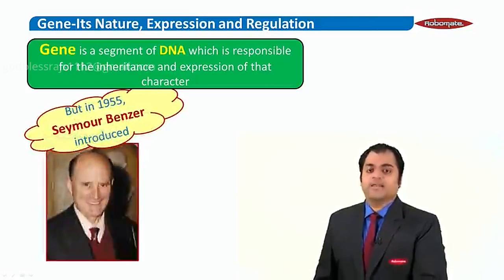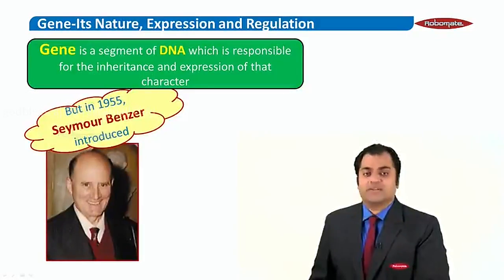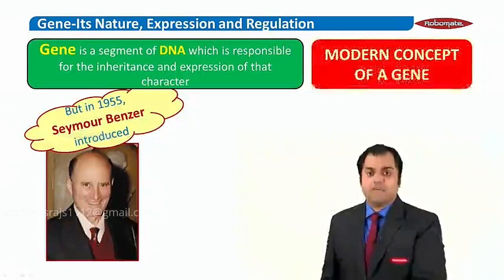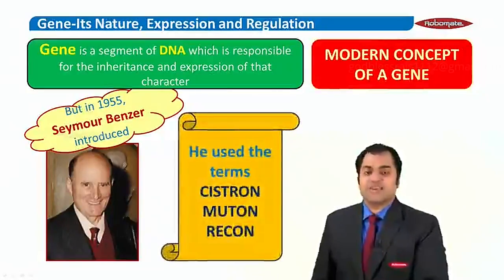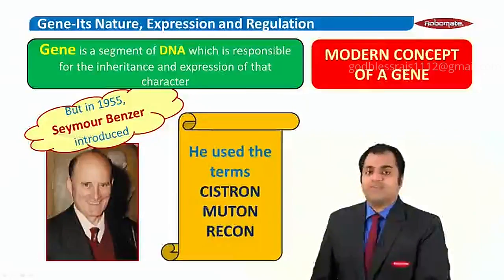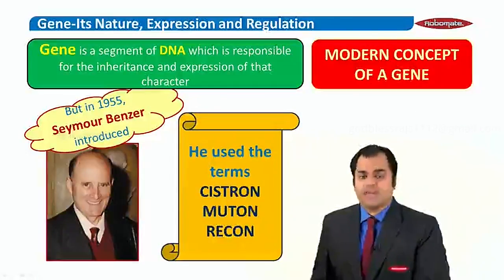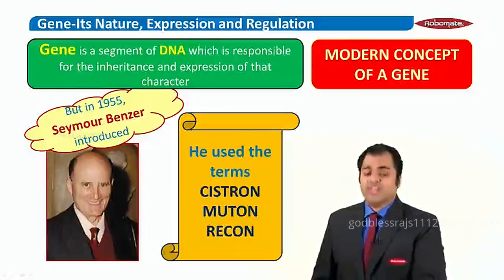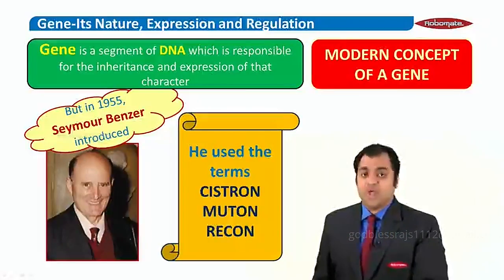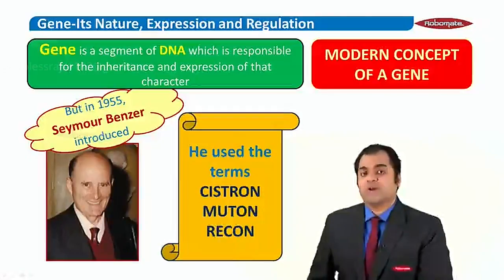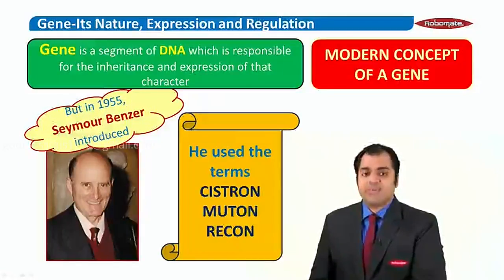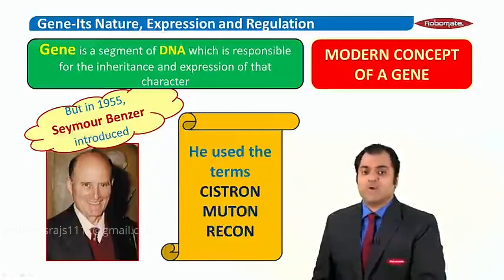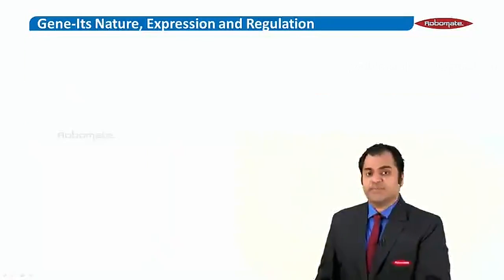But in the year 1955, Seymour Benzer introduced something called the modern concept of a gene. He basically used the terms cistron, muton and recon for what was formerly called a gene. So now we won't call it gene anymore. We'll either call it cistron or muton or recon, depending on what function it does. And once again, please remember these terms were given by Seymour Benzer. Okay, fine. Let us see these three terms individually.